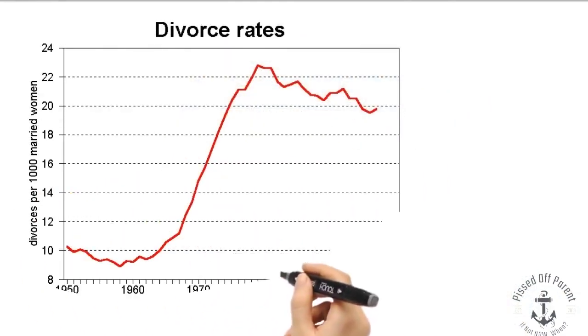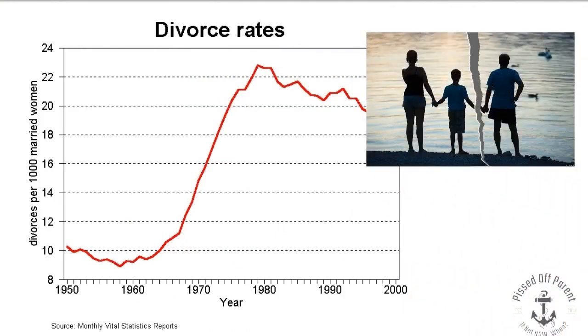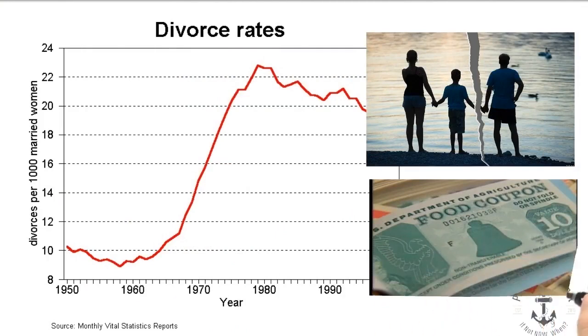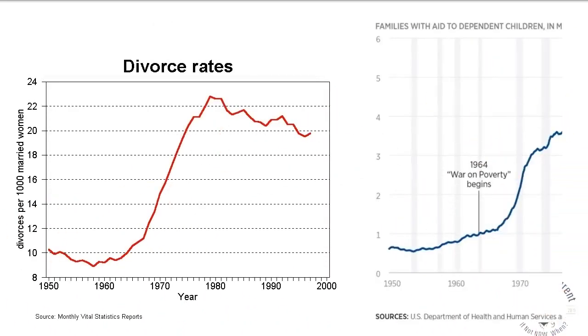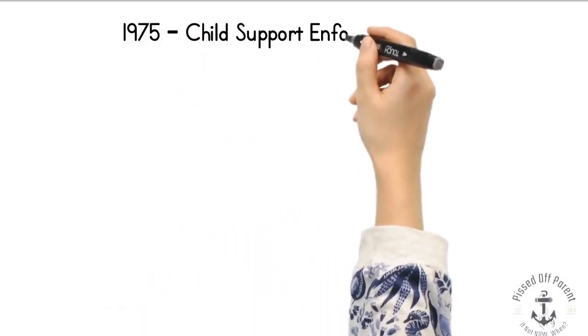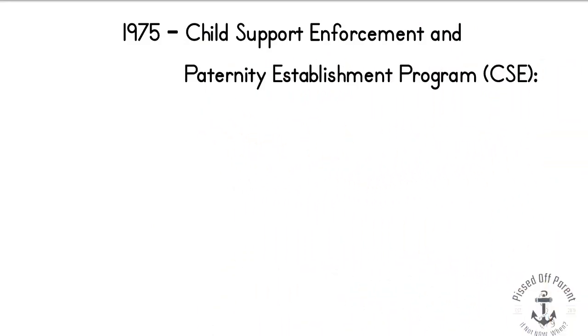In the late 60s, after no-fault divorce became the law of the land, the ensuing divorces resulted in mostly women who were now on welfare and other forms of government support. The massive increase in welfare recipients threatened to bankrupt the states. In response, the government in 1975 created the Child Support Enforcement and Paternity Establishment Program, the CSE.